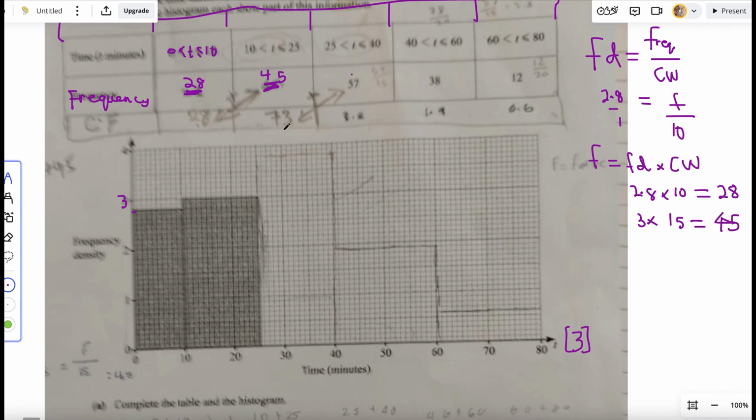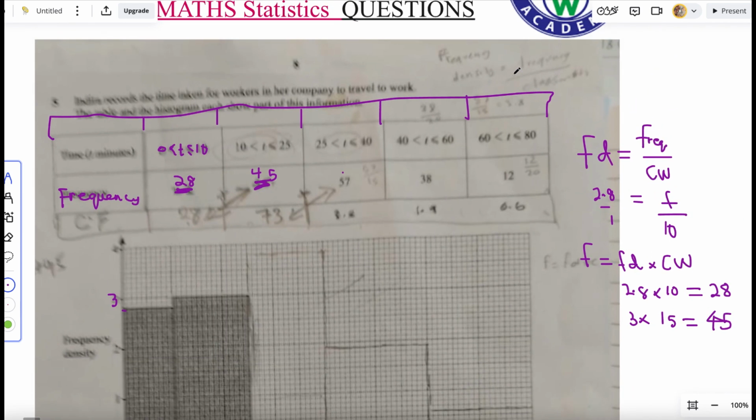You remember these ones, they didn't give us the value of the frequency density. So here I'm going to calculate the frequency density for these 3. Remember, the frequency density for the first one is 2.8, and the next one is 3. In this new column we write FD, frequency density.